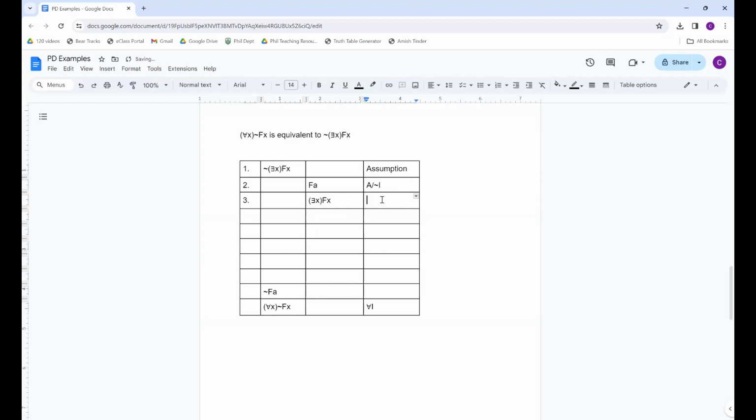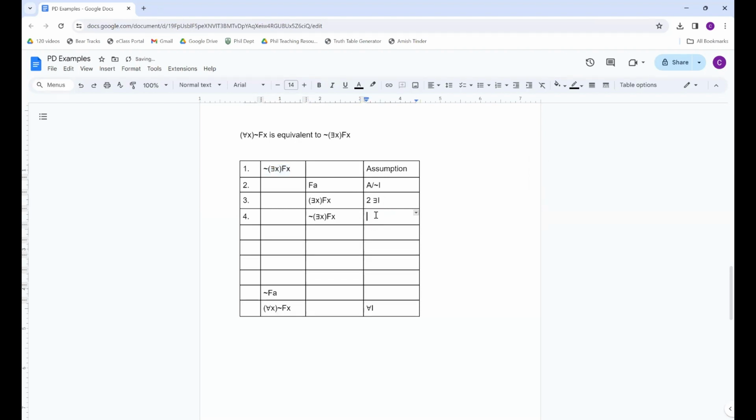by existential introduction, and then we reiterate line 1. And there, the negation introduction subderivation is done. And all we would have left to do here is just fill in the line numbers and put in the scope lines.